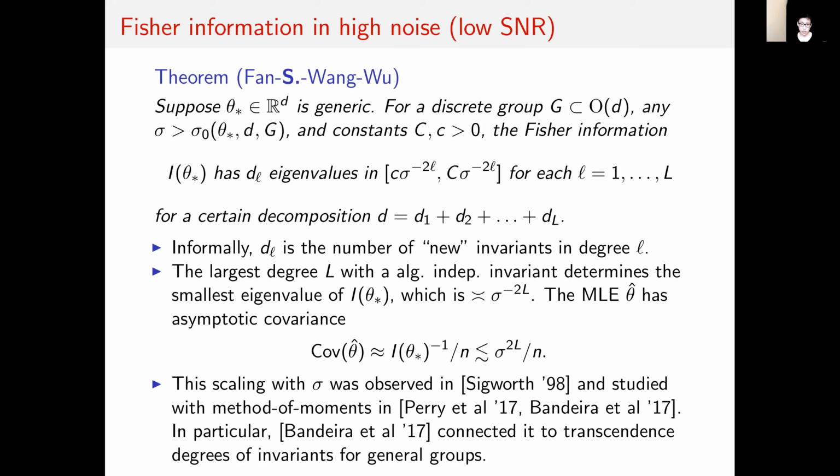One consequence of this result is that the smallest eigenvalue of the Fisher information lives at a scale related to the largest degree of a new algebraically independent invariant polynomial. This allows us to determine the scaling of the covariance of the MLE with the noise. This scaling recovers scaling that was found in previous work on the method of moments by Perry and Bendory.